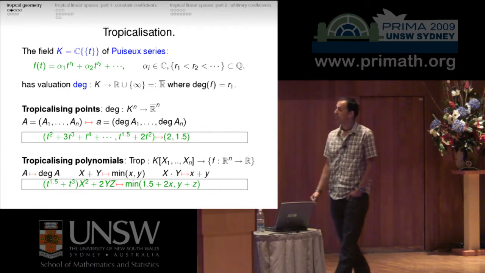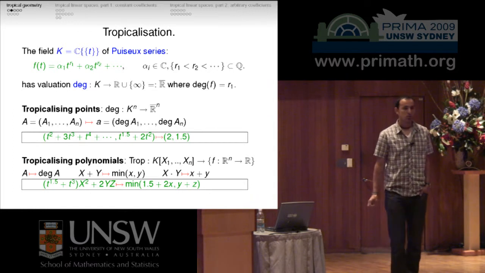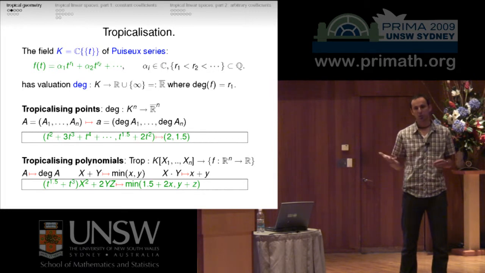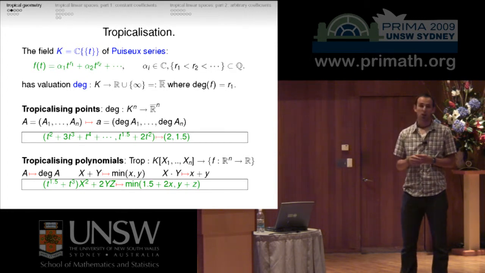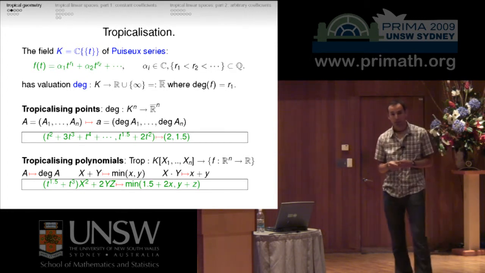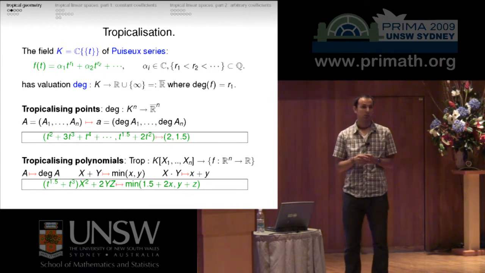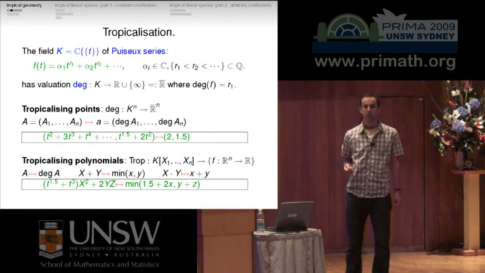Now, the key property of why I want to talk about the field of Puiseux series, there's two things that I need. First, if we're going to be doing algebraic geometry, it's going to be convenient to choose an algebraically closed field, and so this one has that property. And the other key property that I want is that I want to have a valuation. And the valuation is the degree function that takes any Puiseux series and maps it to the lowest exponent. Okay?